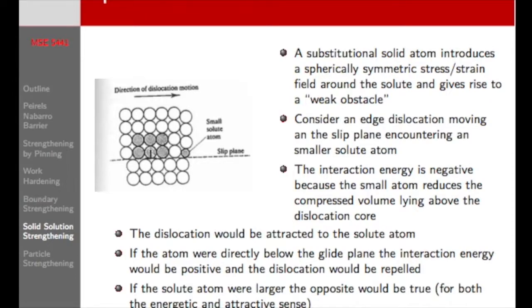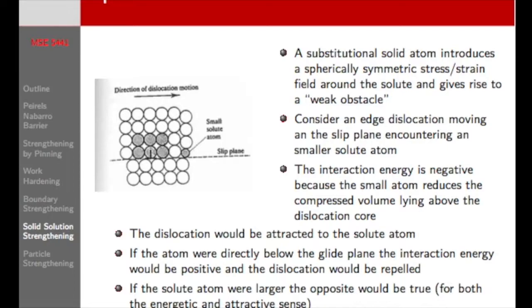Okay, so let's think about a little model here. Here we have an edge dislocation. Here's our extra plane. Are the atoms above the slip plane under a state of compression or tension? Above the slip plane. Compression, right? What about below the slip plane? Tension. Okay, so this dislocation moves this way, and it encounters a small solute atom.